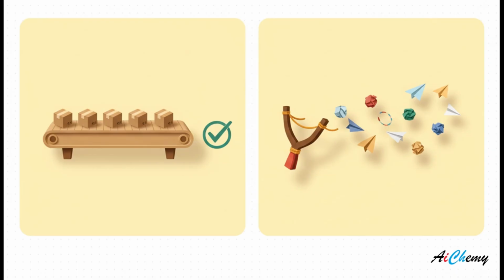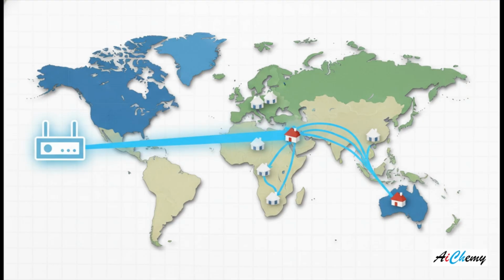Then there's UDP. Think of UDP as a postcard. It's way faster because it just fires off the data and doesn't wait for confirmation. This is perfect for, say, online gaming or a video call, where a tiny momentary glitch is way better than a long lag.